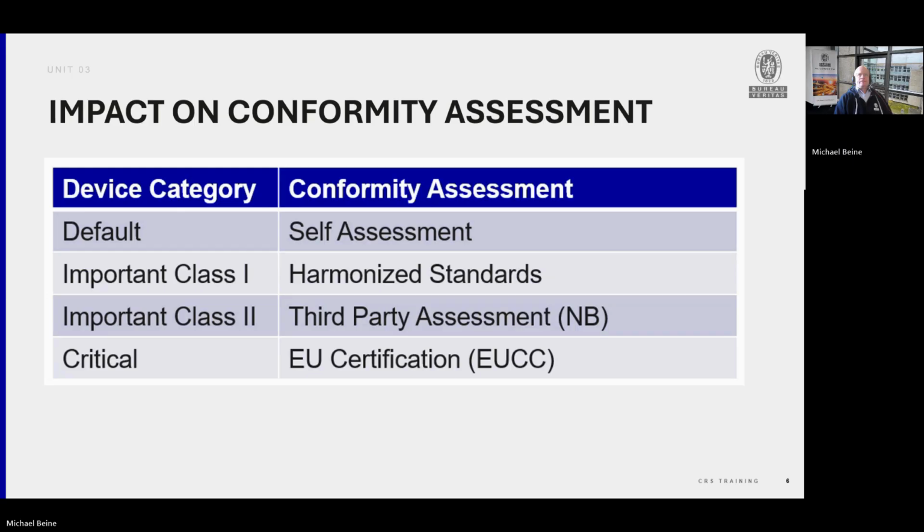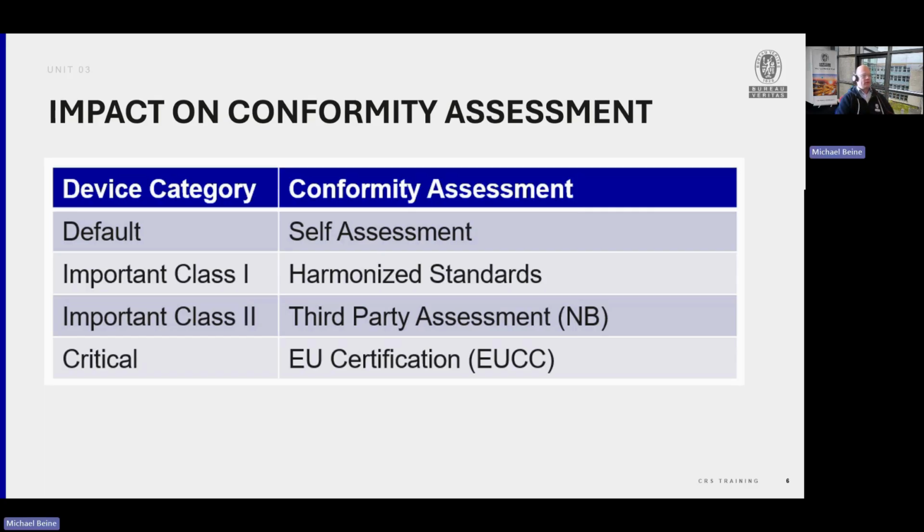The third-party assessment is based on the classification. So if your product is important class 2, then third-party assessment through a notified body is mandatory. In other cases, if you are important class 1 or default, you have the other assessment choices as well. Features of the product, like remote access, do not immediately trigger this classification. The classification is based on the core purpose of the device.